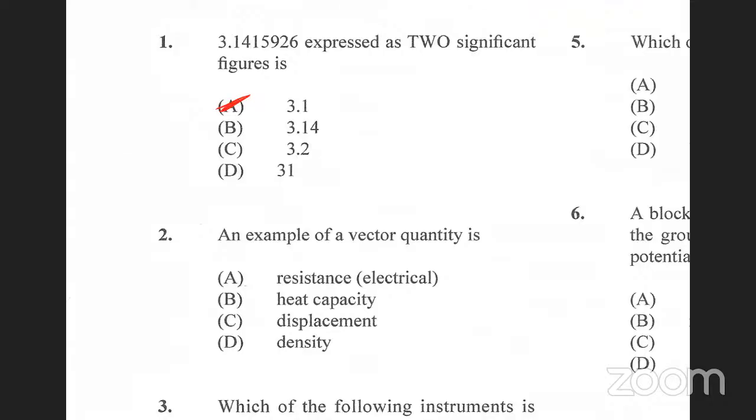Give an example of a vector quantity. Right, I might go a little faster here because I want to go back and do our next advanced paper, because there's one with a tricky question. Next one, an example of a vector quantity. The only vector quantity here is displacement.